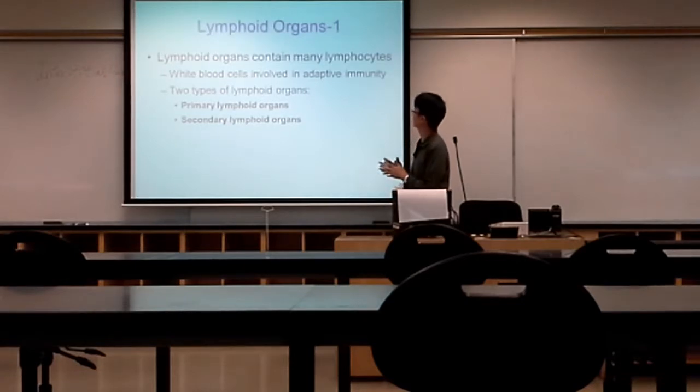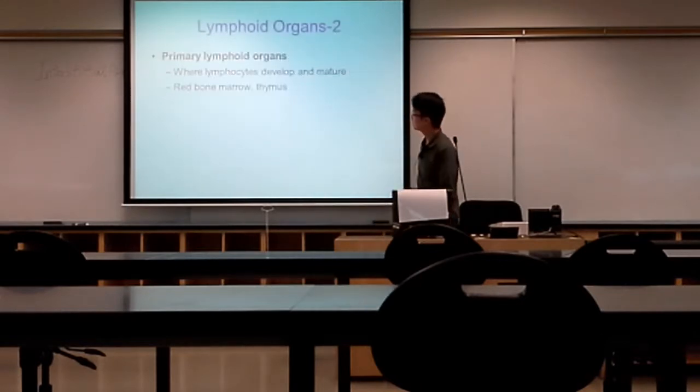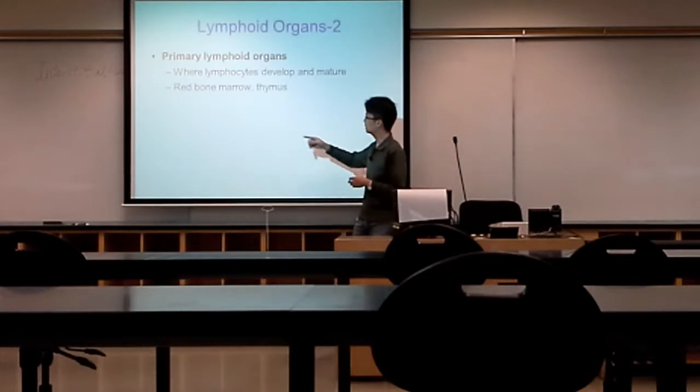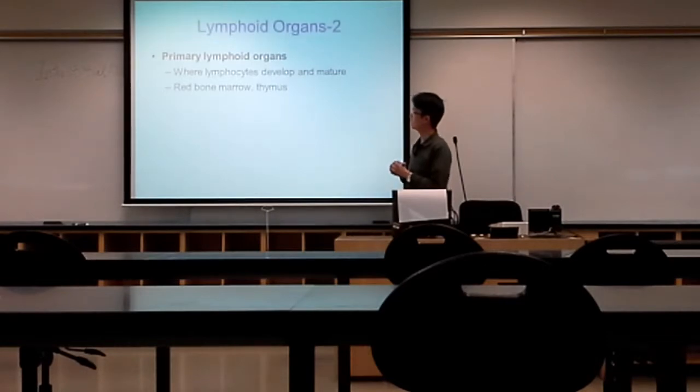So lymphatic organs are the organs that have a lot of lymphocytes. Lymphocytes are specialized white blood cells involved in adaptive immunity. We'll talk about adaptive immunity later in today's lecture. We have two types of lymphoid organ. One is primary, the other one is secondary. The primary one is very simple. It's only the red bone marrow and thymus. Only these two you need to memorize. We call it primary because they are the location where the lymphocytes develop and mature. They make the lymphocytes.